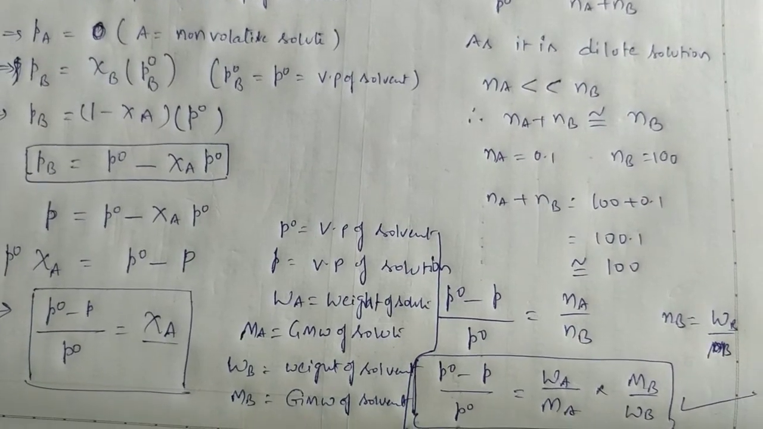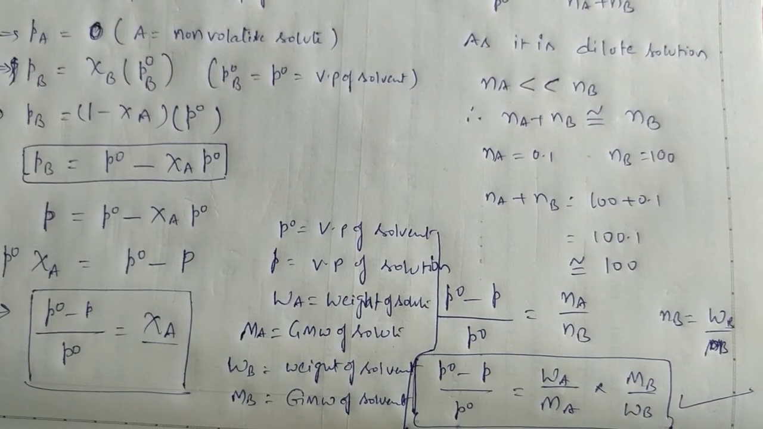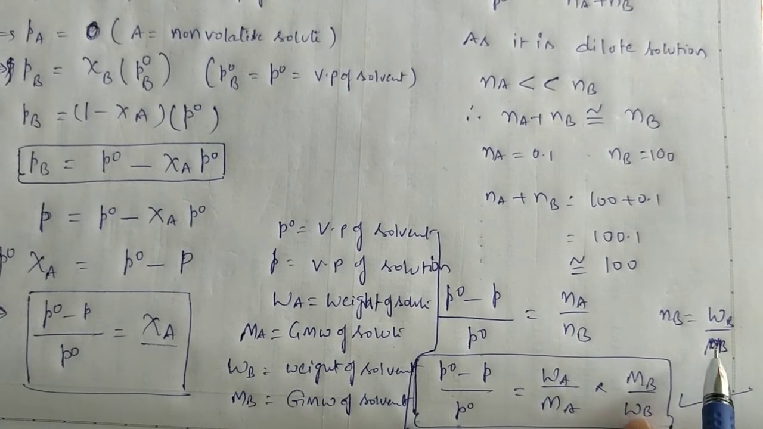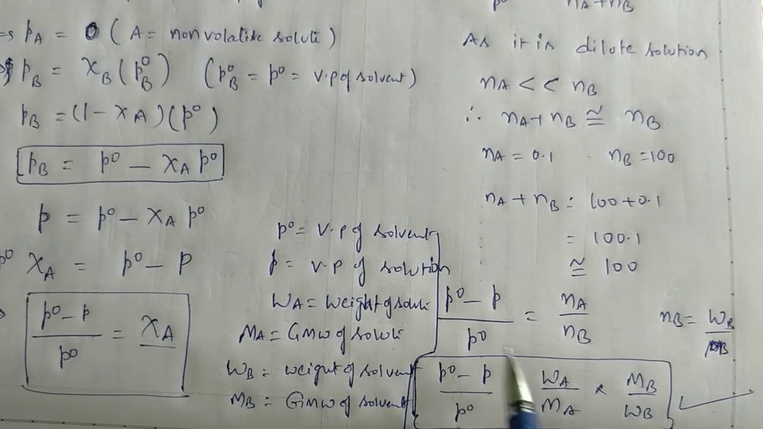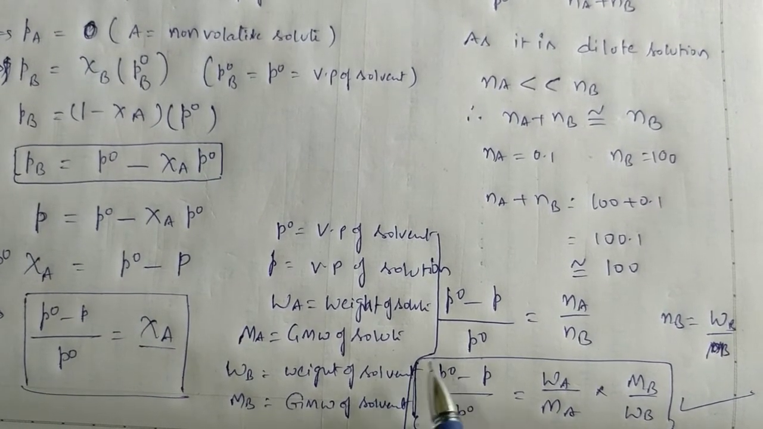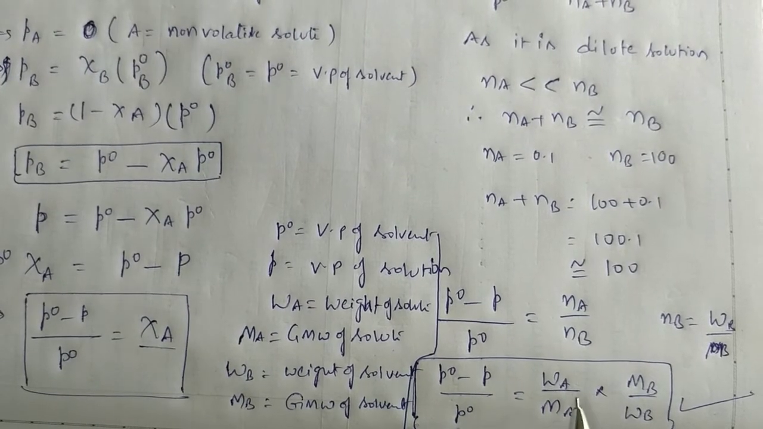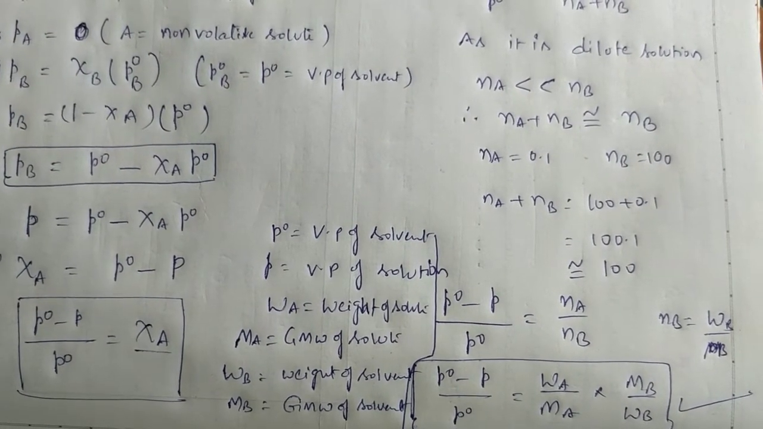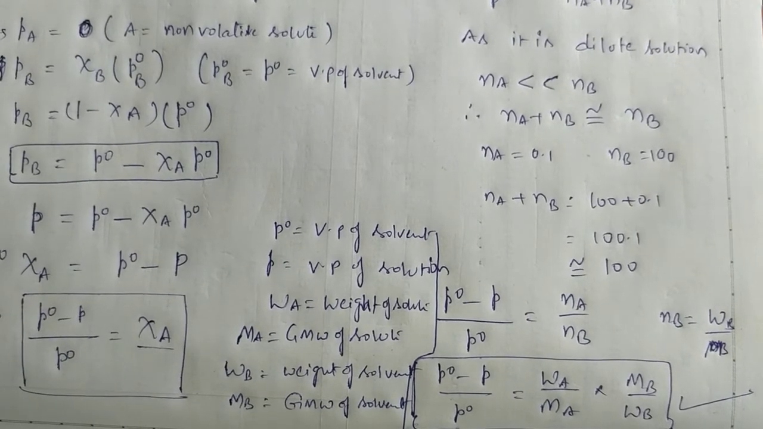Note down carefully: (P0 - P)/P0 = (Wa/Ma) × (Mb/Wb). This is the first colligative property. (P0 - P)/P0, the relative lowering of vapor pressure, is equal to (Wa/Ma) × (Mb/Wb). Very important. These formulae all you have to practice well.